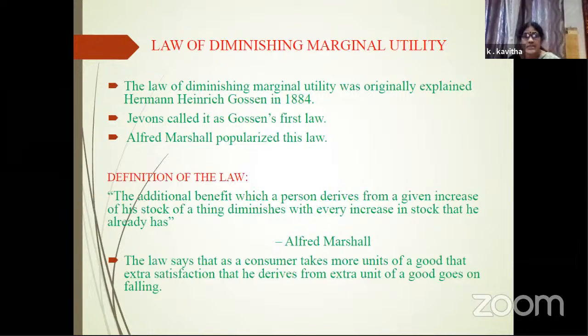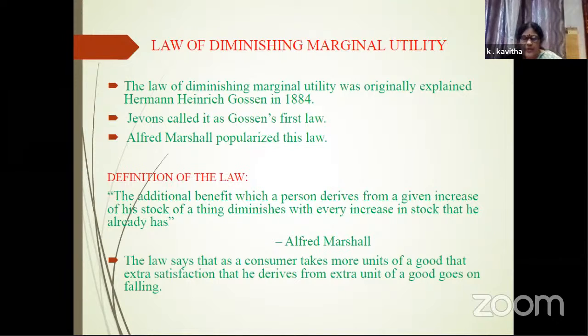What happens? This is explained by this law by Alfred Marshall. The definition of this law is: the additional benefit which a person derives from a given increase of his stock of a thing diminishes with every increase in the stock that he already has. It means, in the example itself, by using the first unit we'll get some utility from that, and by using the second unit we'll get utility from the second unit also.